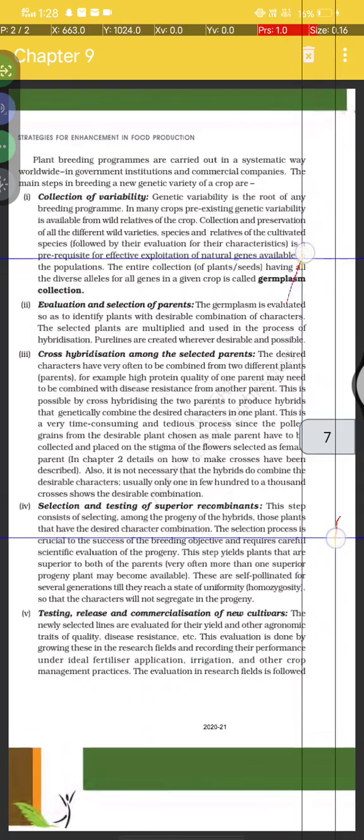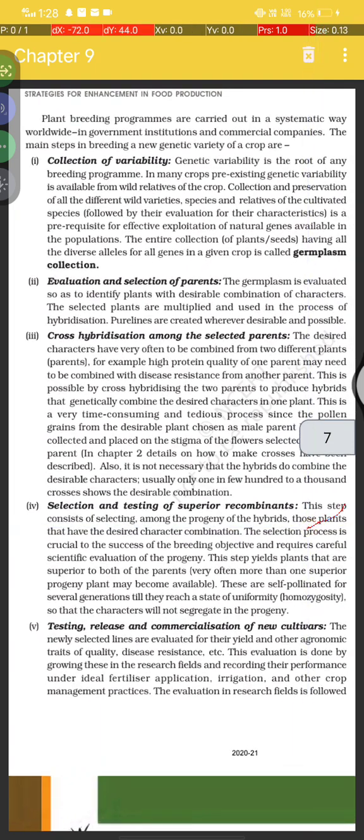This step consists of selecting among the progeny of the hybrid those plants that have the desired character combination. The selection process is crucial to the success of the breeding objective and requires careful scientific evaluation of the progeny. This step yields plants that are superior to both of the parents, and very often more than one superior progeny plant may become available. These are self-pollinated for several generations till they reach a state of uniform homozygosity, so that the characters will not segregate in the progeny.